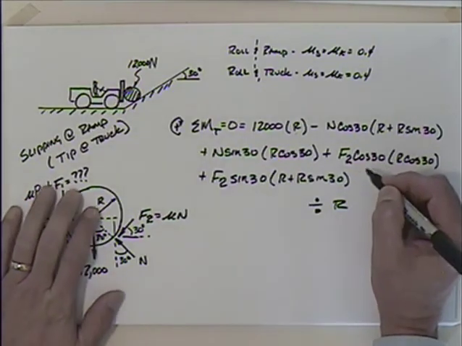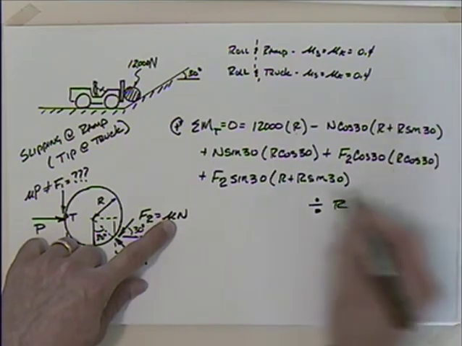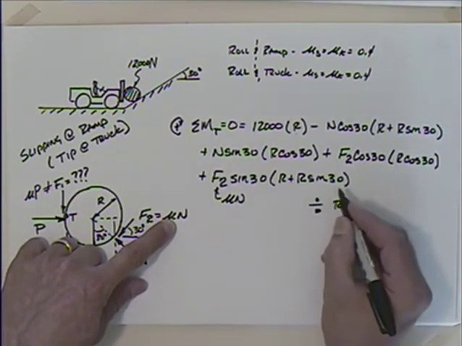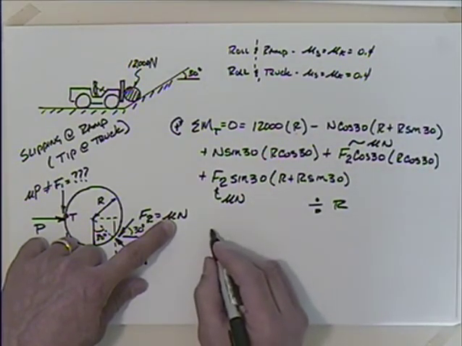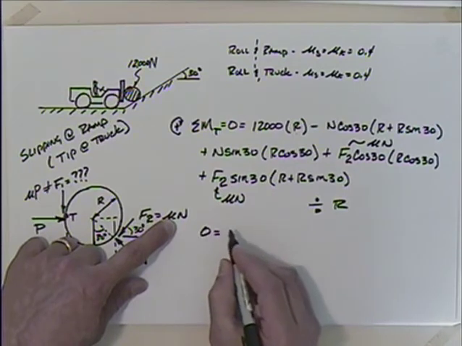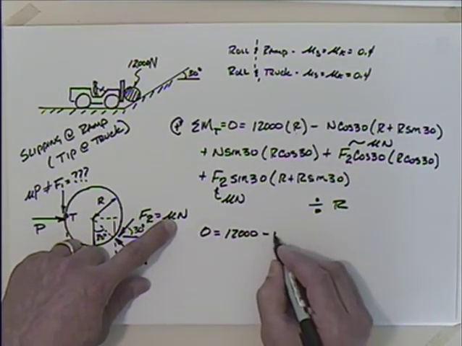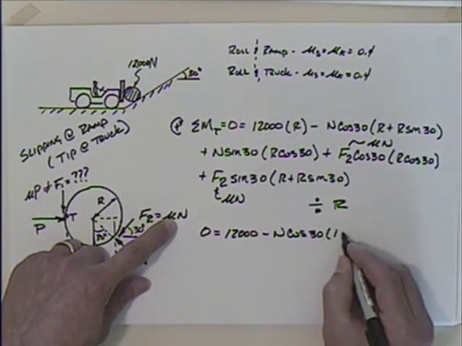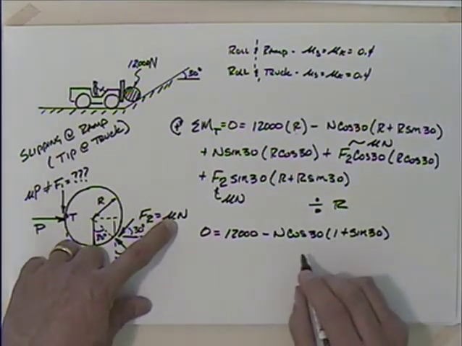And then what are we going to have for F2? We know F2 is equal to mu times N, right? So we're going to make the substitution here, mu times N. So let's see what that looks like. We'll be able to say that 0 is equal to 12,000 minus N times the cosine of 30 times 1 plus sine 30.